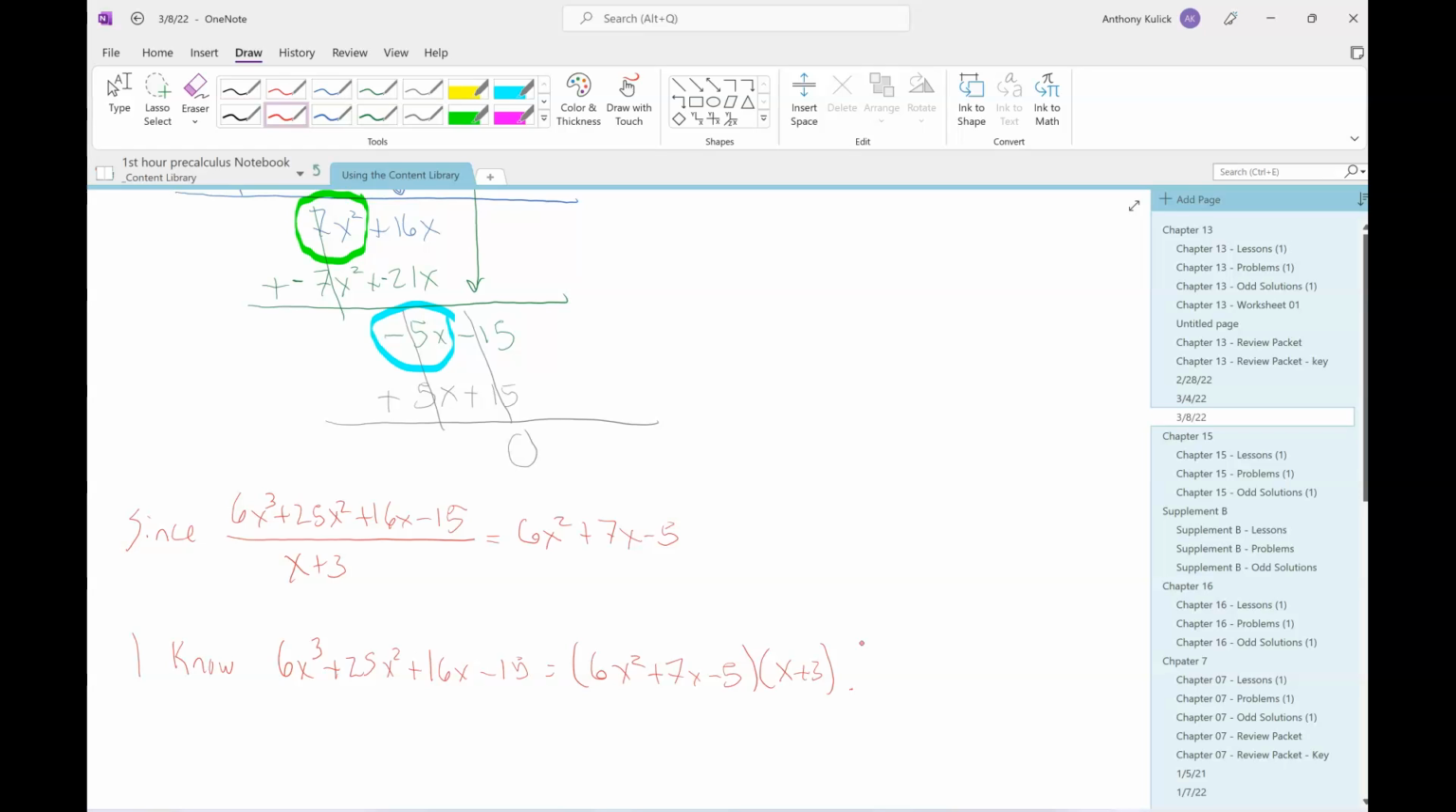Joe? So in this example, we had no remainder. So if there was a remainder, then they're not factors. Okay. Then you can't say that that's a factor. So what would you write? You'd say it's not a factor.